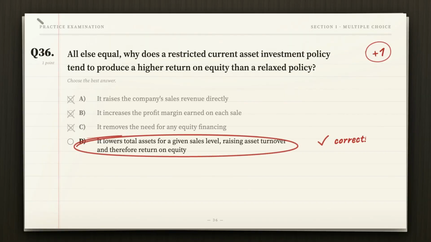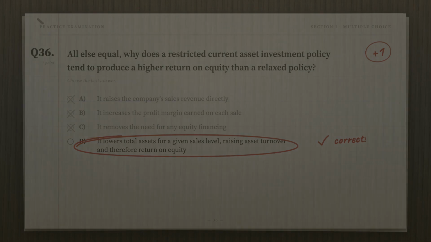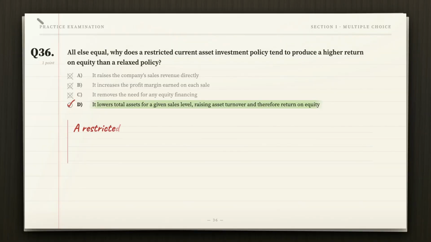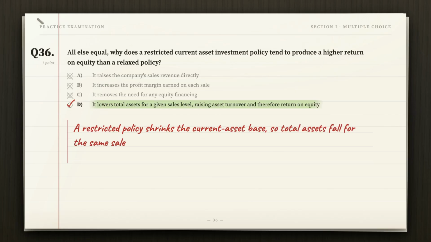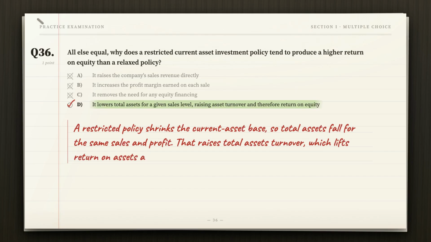The correct answer is D. It lowers total assets for a given sales level, raising asset turnover and therefore return on equity. D is correct because a restricted policy shrinks the current asset base, so total assets fall for the same sales and profit. That raises total assets turnover, which lifts return on assets and, with financing held constant, return on equity.